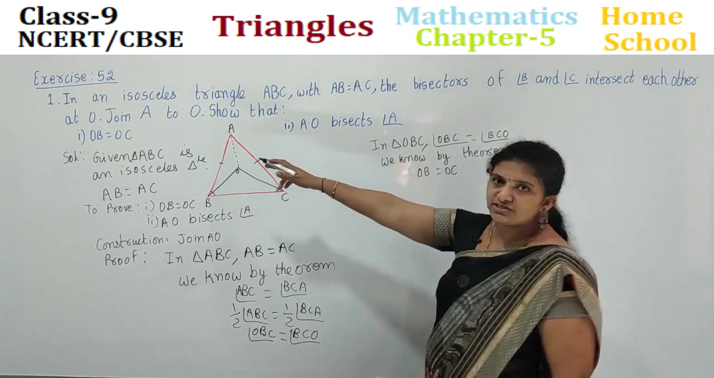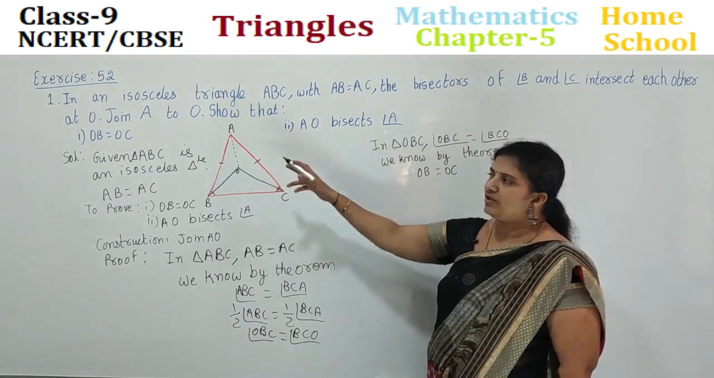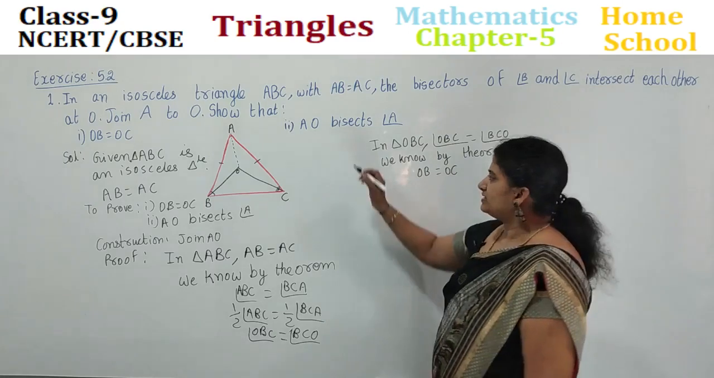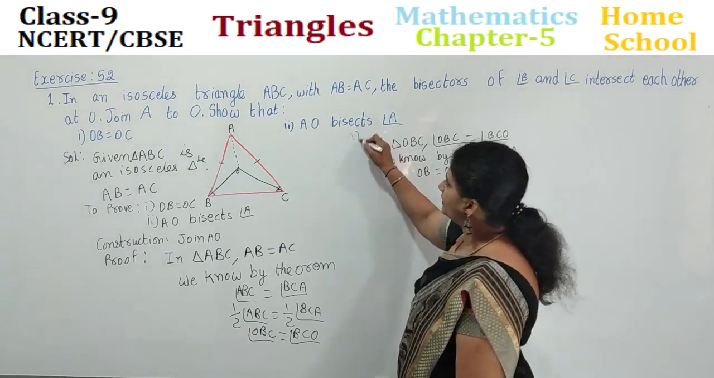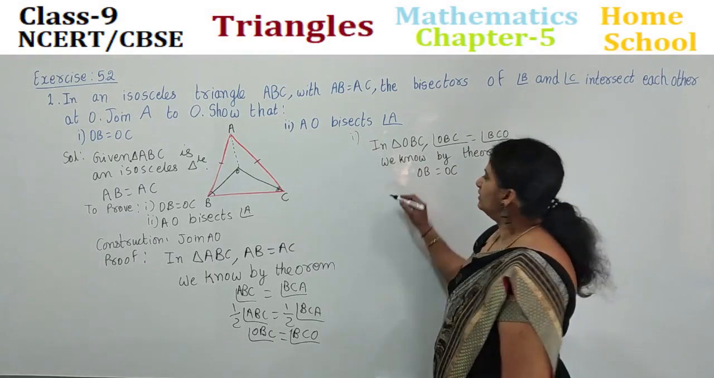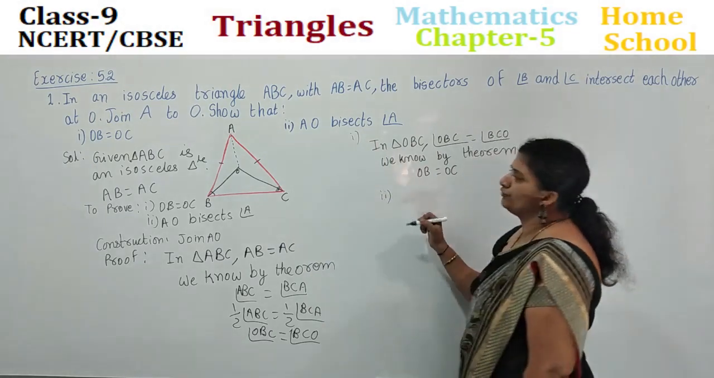This is your first proof, children. Prove that OB equal to OC. Therefore, OB equal to OC. This is your first proof. If you want, you can write here from first like this. Second proof will be started here. How can I start second proof?